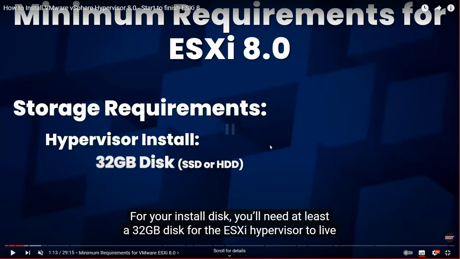The next one is the storage requirement. A 32 GB disk is required, either SSD or hard disk. I'm using SSD, which is the latest and faster disk model, while HDD is the old type and very slow. 32 GB is the minimum requirement for hypervisor installation, but I'm providing 800 GB of storage.